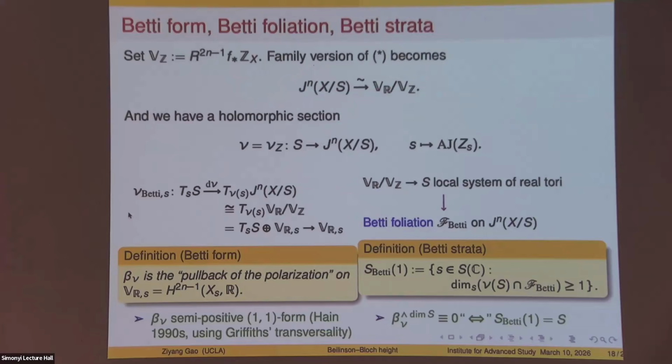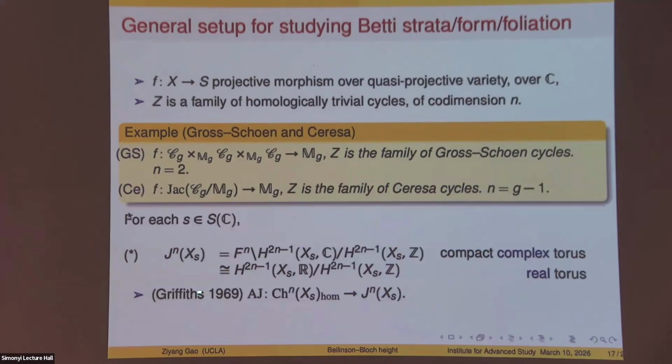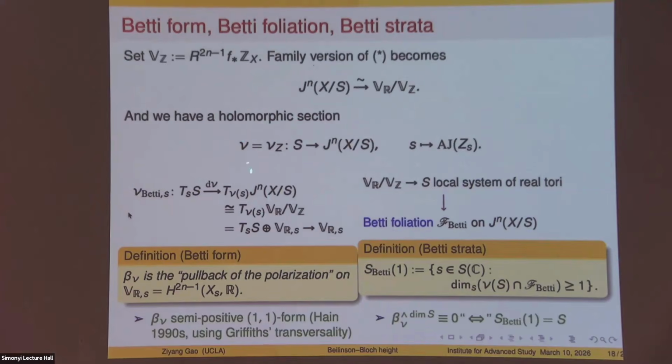It's the local system. And because we have this Griffiths-Fisk morphism, for each small s, we have a homologically trivial cycle, which is the fiber of Z. It can be mapped to the right-hand side. So that's like we have a section here, a global section from the base to this family of tori. It maps each point S on the base to the Abel-Jacobi image of this homologically trivial cycle. Okay. And then we have two ways to see this.